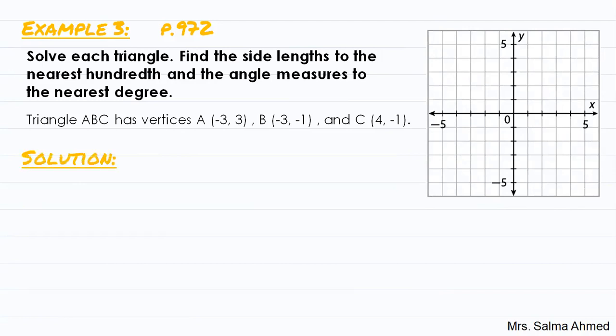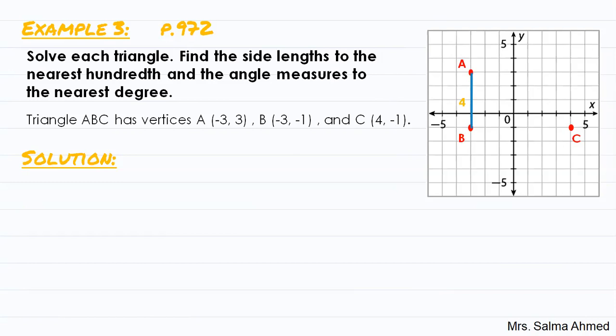If I'm going to plot, it will be -3 and 3. I'm going to move to the left 3 and then up to 3. So this will be point A. Then I'm going to plot -3 and -1, so it will be 3 to the left and then 1 down. That will be point B. Then I plot the third one, which is 4 and -1. It will be C. Now I'm going to connect these points. When I connect AB, I found that the length of this side is 4 units, or 4 squares. So this will be 4.